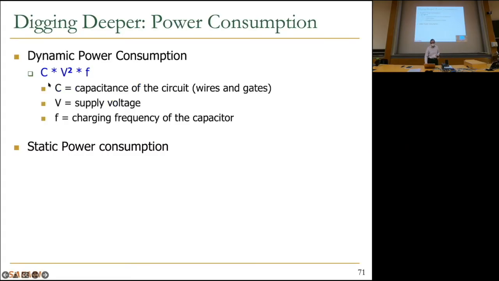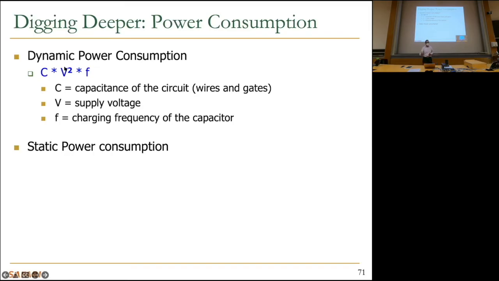C is the capacitance of the circuit. It could be a logic gate. It could be the entire processor that is being turned on and off. It depends on the granularity of analysis, basically. So capacitance becomes higher as you have more transistors connected to the circuit, and as the transistors are bigger, for example, and also wires. Supply voltage is how big your voltage is.